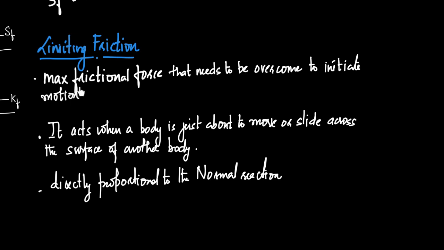It is defined as the maximum frictional force. Mind you, it's the maximum frictional force that needs to be overcome to initiate motion. It acts when a body is just about to move or slide across the surface of another body, and is directly proportional to the normal reaction. So what we're talking about is limiting friction. The key point here is that limiting friction is actually the maximum friction value, and it comes into the picture when the object is just about to move.